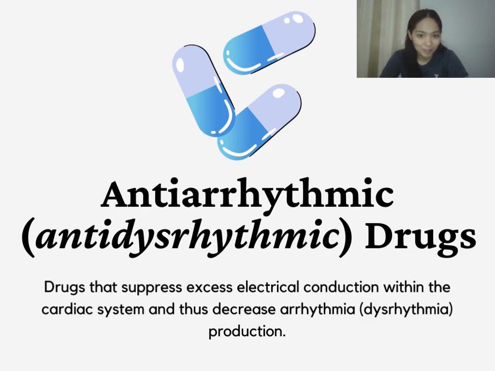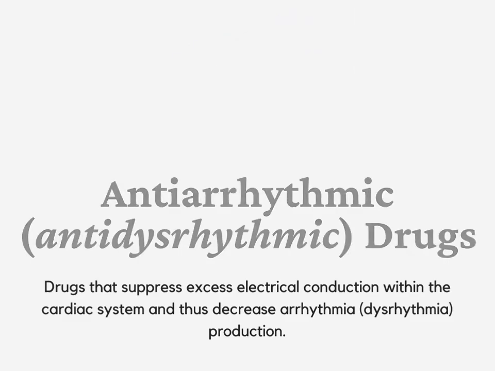So let us proceed to the antiarrhythmic drugs, also known as antidysrhythmic drugs. These are drugs that suppress excess electrical conduction within the cardiac system and thus decrease arrhythmia production. Arrhythmia is an abnormal heart rhythm. It is either a slow or a fast heartbeat. In other words, these drugs calm our heart and bring back its normal rhythm.